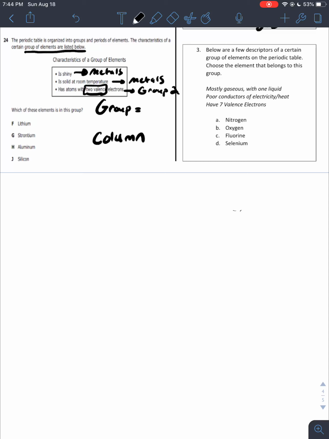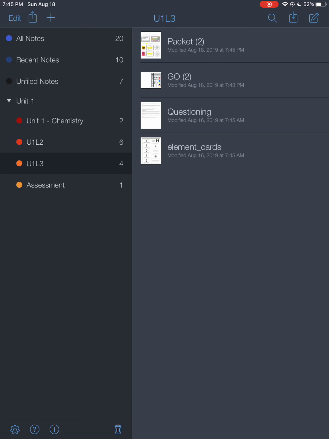This question actually gets really easy because the third hint right here is a giveaway. All I have to do is find which of these answer options is inside of the second column. So I'm looking for lithium, which I know is Li, strontium, which I know is Sr, aluminum, which I know is Al, and silicon, which I know is Si. You probably won't know that, but you can read it off your periodic table. Let's find which of those is in group 2.